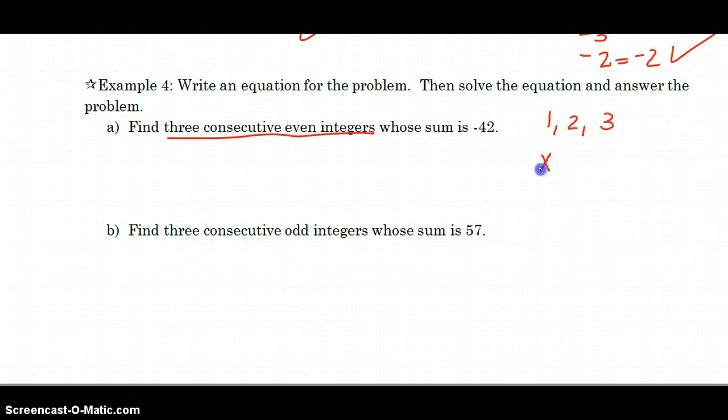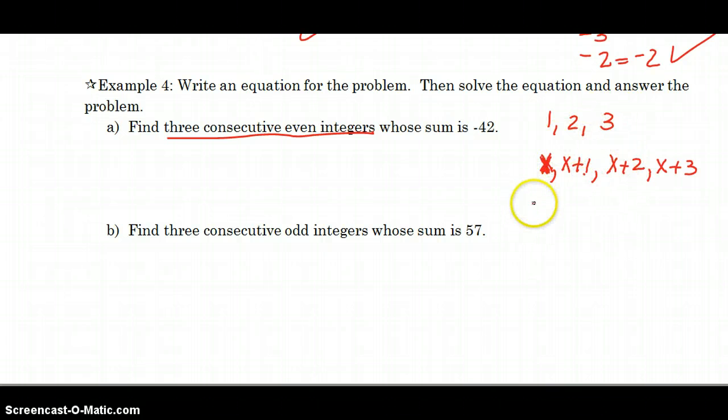Well, if x is 1, what do I do to x to get 2? I add 1. Well, what do I do to x to get 3? Now remember, x is 1. So what do I do to 1 to get 3? I'd add 2. So this is what consecutive integers look like. You take the very first number and you add 1. The first number add 2.